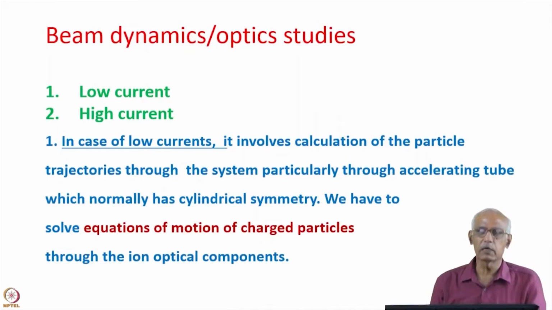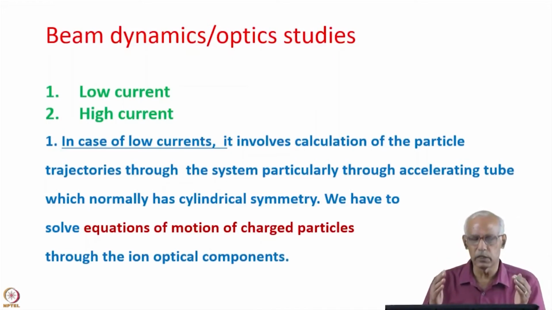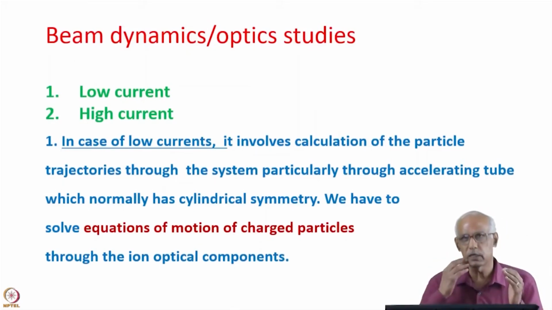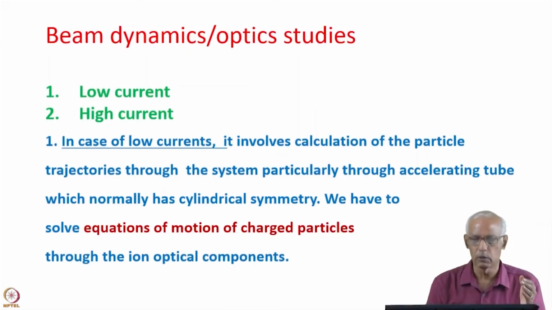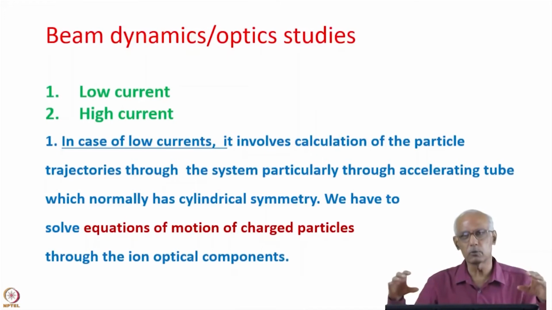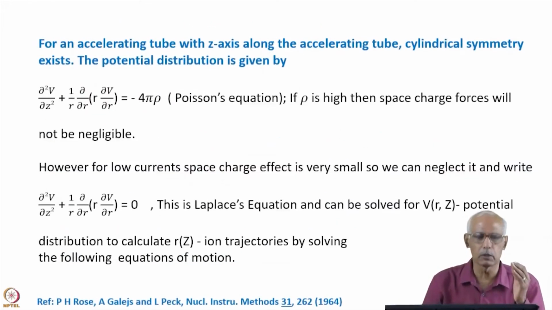So ultimately, if you want to design a proper system, the accelerating tube has to be designed based on the ion trajectories. And for that, as we did in the case of the lens also, you have to solve the equations of motion for the charged particle through the ion optical components, right from the ion source up to the target. Of course, in this case, the accelerating tube plays the most important role.